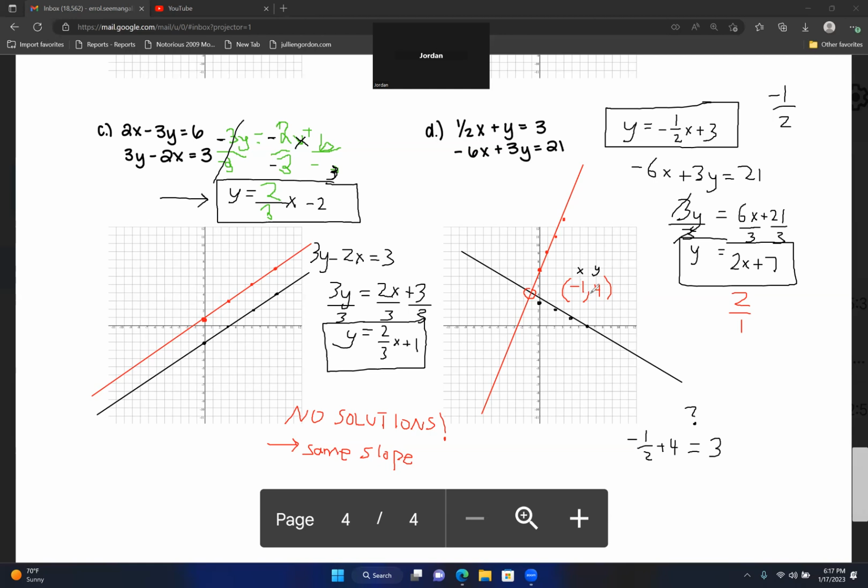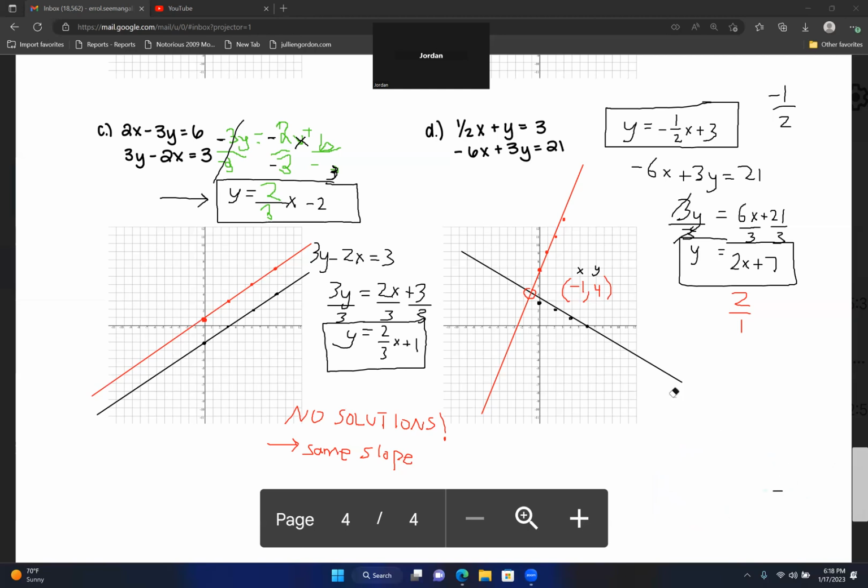Take the x, add to the y is at 3. Let's check the second one. Take -6 and multiply by -1 plus 3 times 4. Is that 21? This is 12, and this is 12. So what does that mean if these don't check out? We did it wrong, or we need to graph it a little more exact.